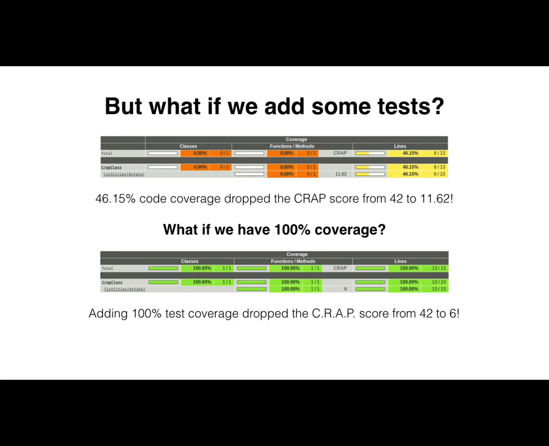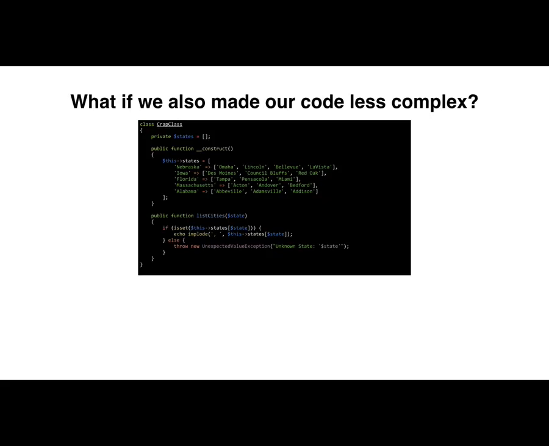So at 6, we know that we really can't do anything else to reduce the score just by increasing the tests. But that doesn't mean that the code is any less bad. I haven't changed the code at all. I've just added tests for it to reduce the crap score. But there's still issues with the code. There's a lot of risk involved in changing it. So instead, let's make the code less complex.